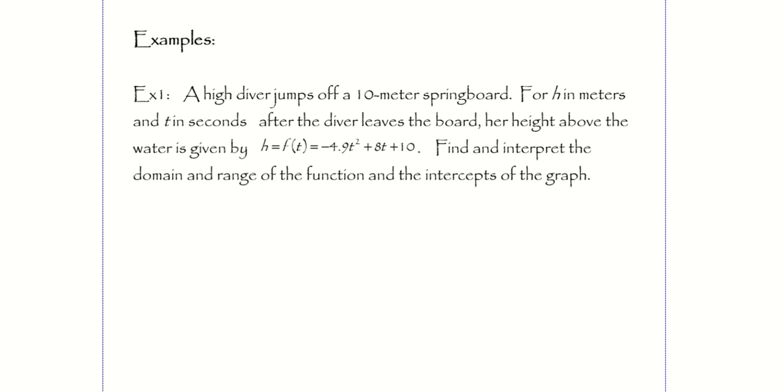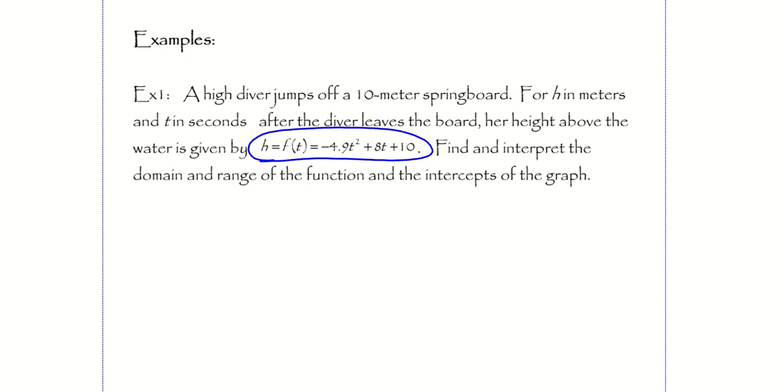We have a high diver that jumps off a 10-meter springboard. For h in meters and t in seconds after the diver leaves the board, her height above the water is given by h equals f of t equals negative 4.9 t squared plus 8t plus 10.